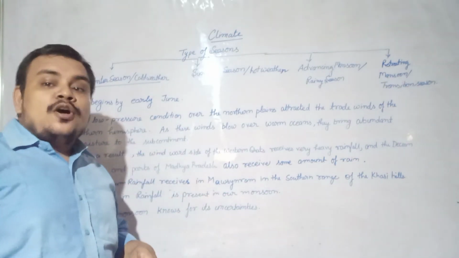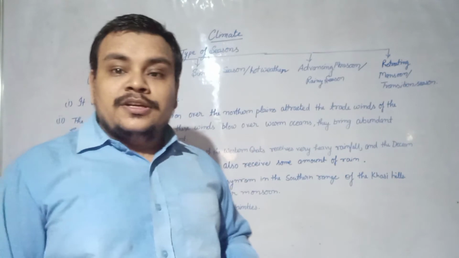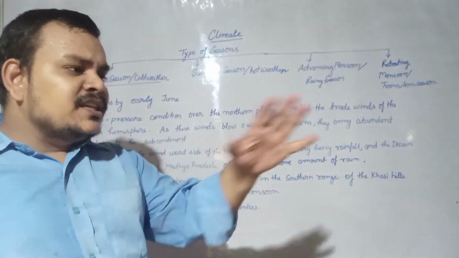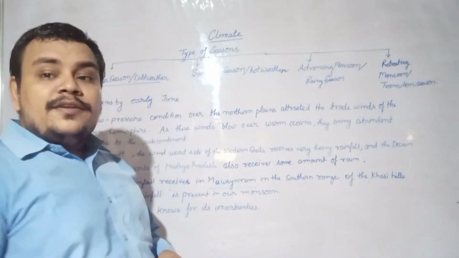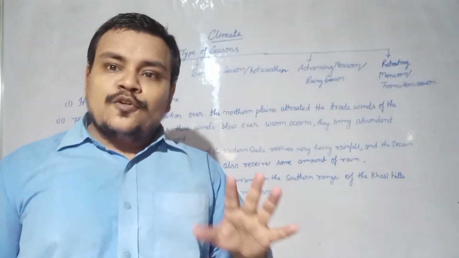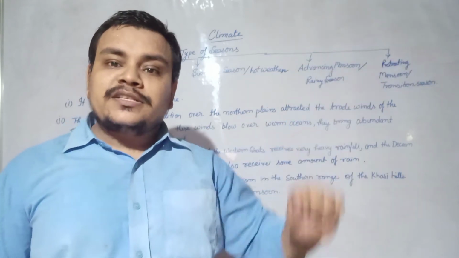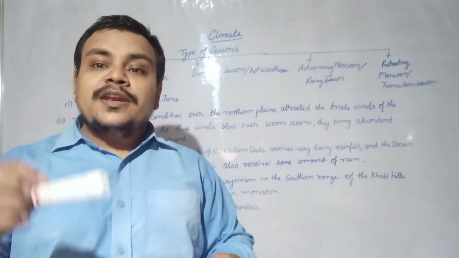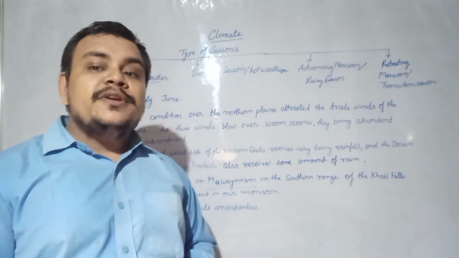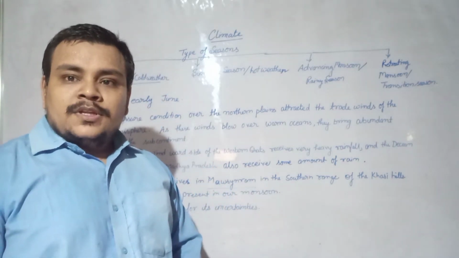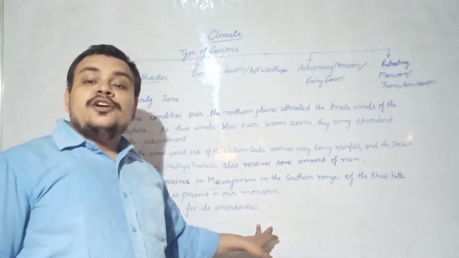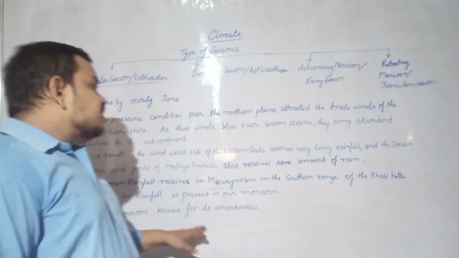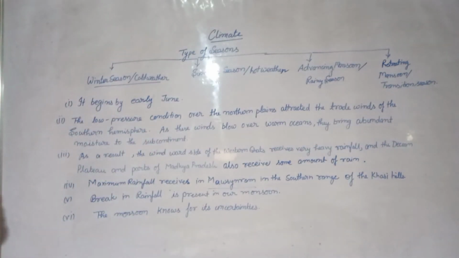It is the main reason for floods and droughts. Sometimes in some areas, such as Mawsynram, it provides nearly 400 centimeters of rainfall, and it provides less than 150 millimeters of rainfall in Rajasthan. So the main reason for drought and flood is the uncertainty of our monsoon. These are the main features of the advancing monsoon or the rainy monsoon.